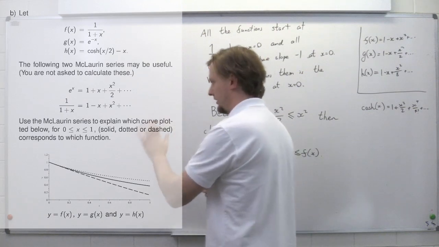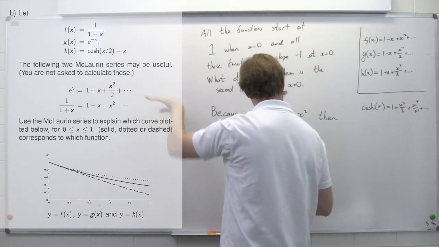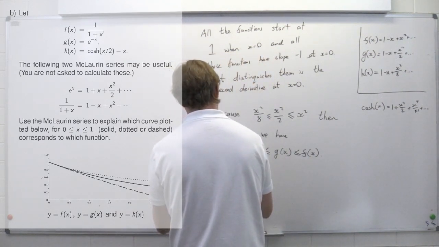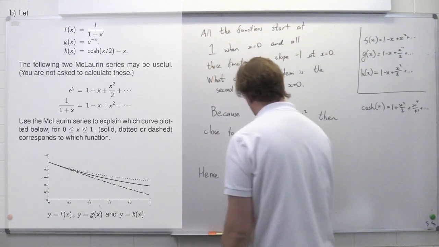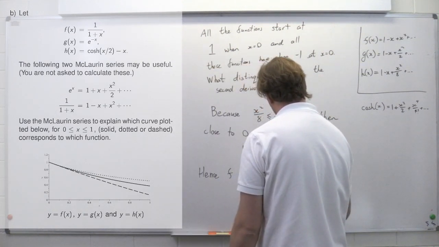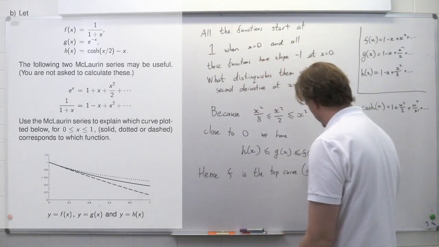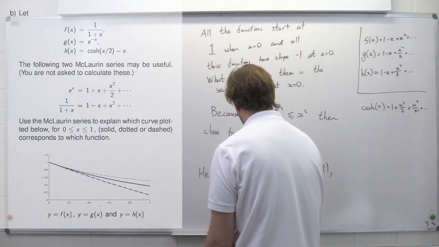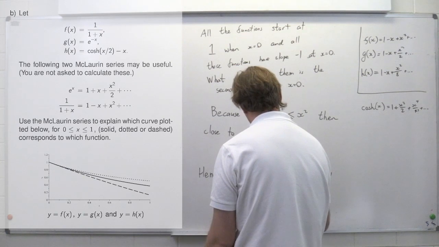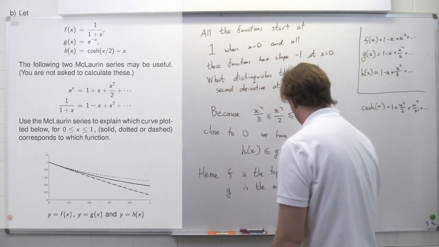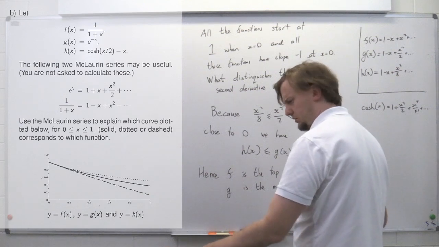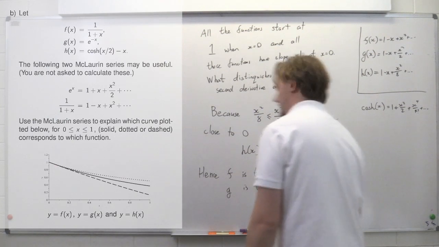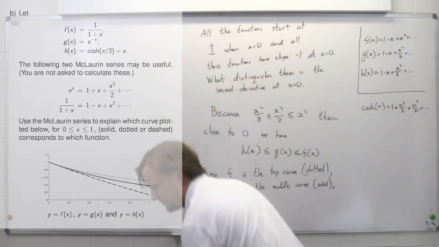So now I can look at this plot and I can see which curve is which. The one on the top has to be f of x. This is the dotted one in the plot. So hence f is the top curve. In this plot it is dotted. G is the middle curve, which in this plot is a solid line. And finally, h is going to be this bottom one, the dashed curve.